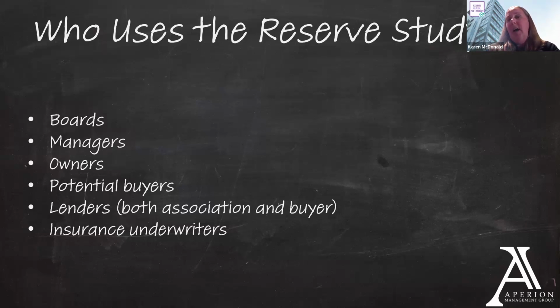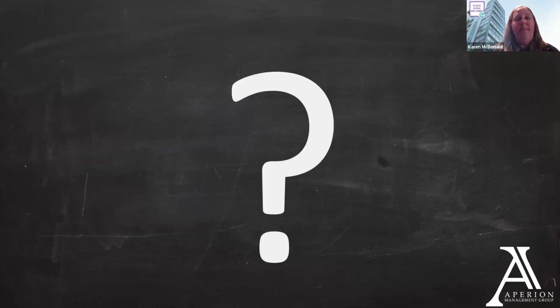And it could affect either an association's ability to get insurance or it could affect the premium that they pay for that insurance. So the lending and the insurance underwriters are two kind of new things, but they're turning out to be pretty frequent. So just something to think about when your association is deciding how well to fund its reserve account. So that is the end of the presentation.